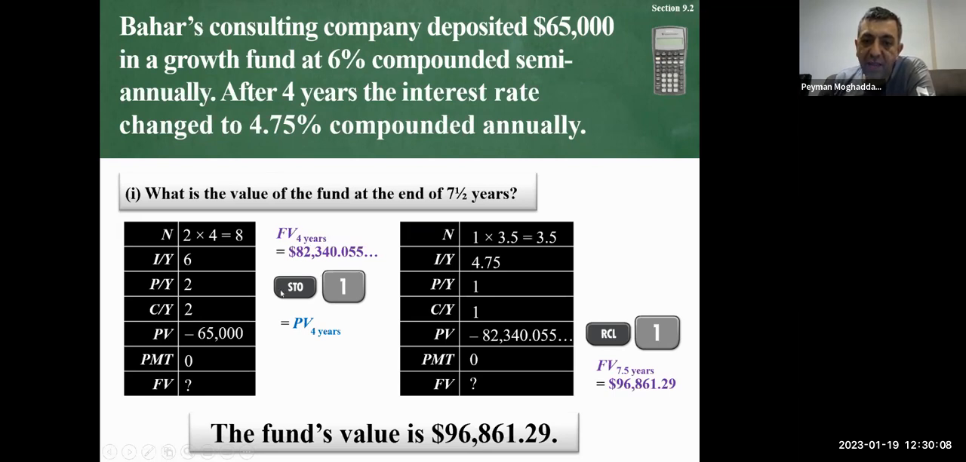And then this value is going to grow again from 4 years to 7.5 years. So it's going to grow again with 4.75% compound annually. So the compound frequency in this case is 1, right? So 1 and 3.5 years, and you put the numbers there and calculate the final value, okay? And this present value comes from the future value of the other one. So the future value after 4 years is going to be the present value for the remaining 3.5 years.